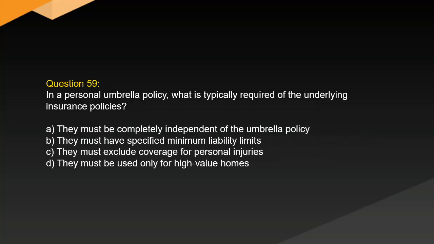Question 59. In a personal umbrella policy, what is typically required of the underlying insurance policies? A. They must be completely independent of the umbrella policy. B. They must have specified minimum liability limits. C. They must exclude coverage for personal injuries. D. They must be used only for high-value homes.